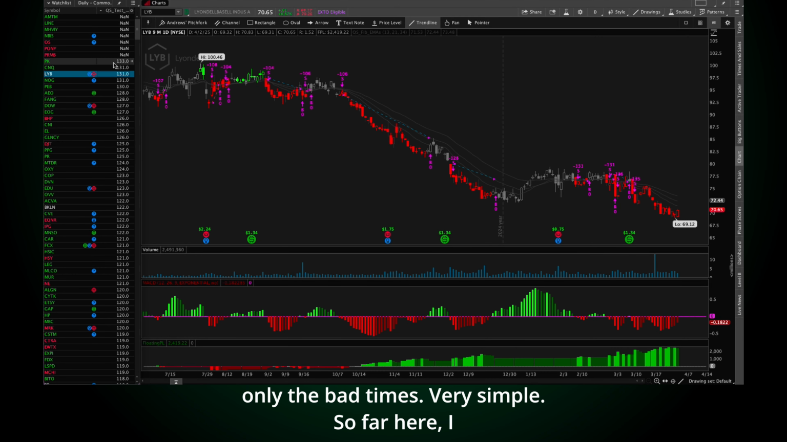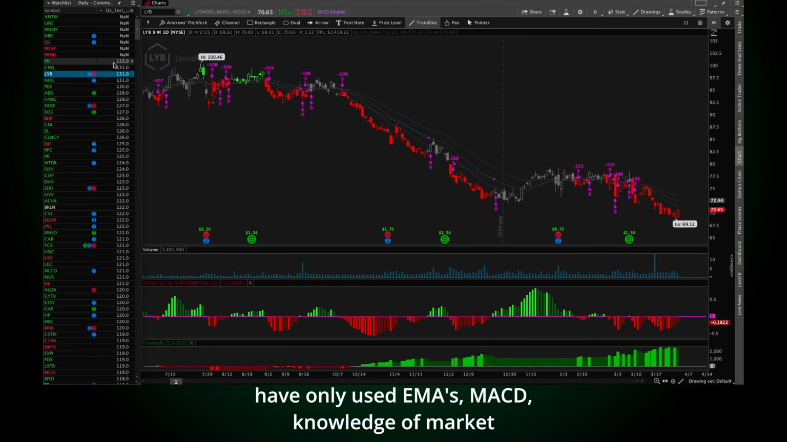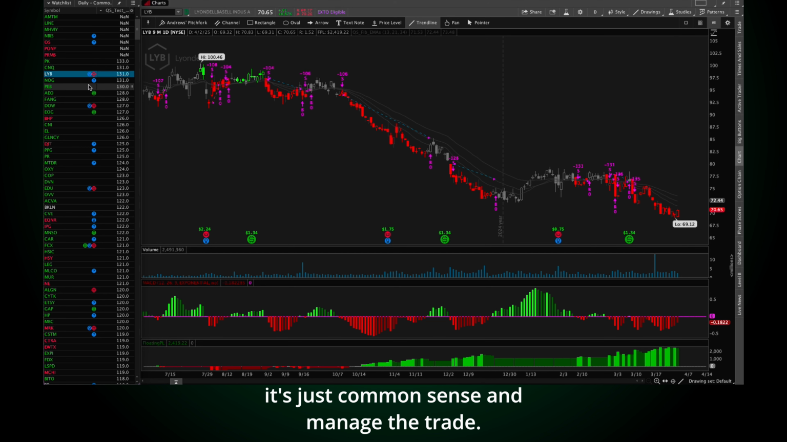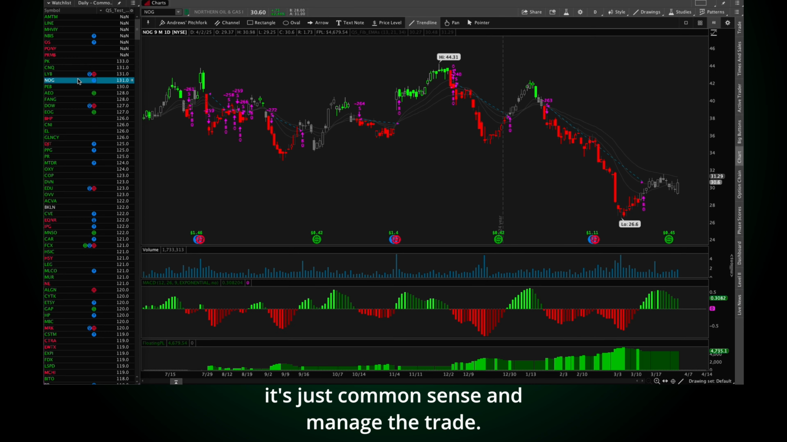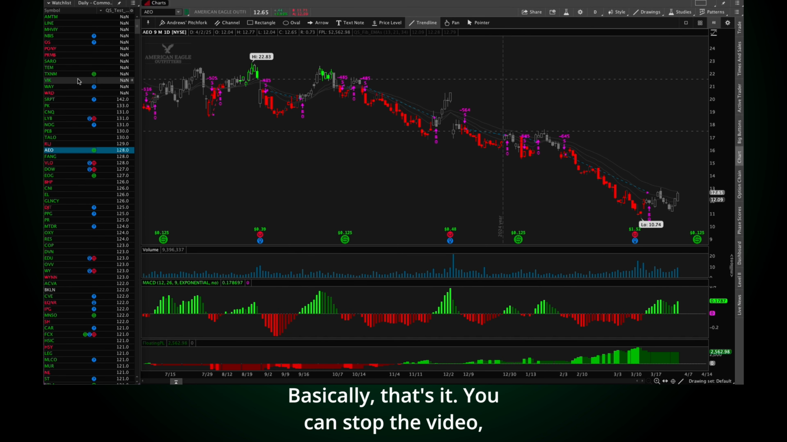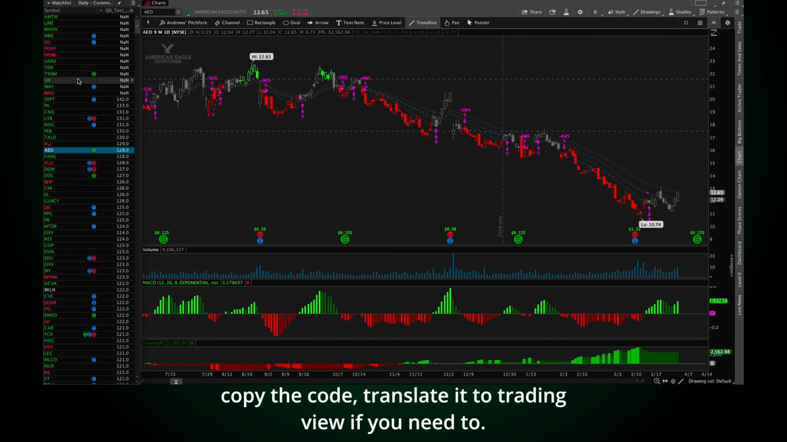Very simple. So far here, I have only used EMAs, MACD, and knowledge of market cycles. Those 3 books that I mentioned, I'm going to put in the description. And besides that, it's just common sense and managing the trade. Basically, that's it. You can stop the video, copy the code, translate it to TradingView if you need to.